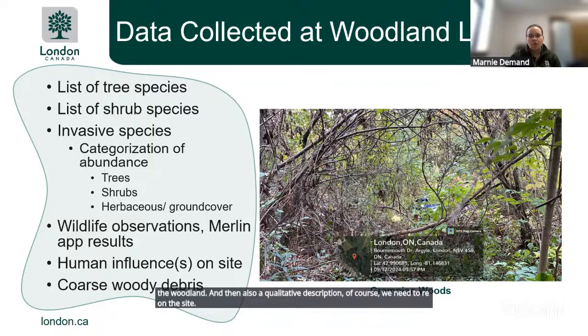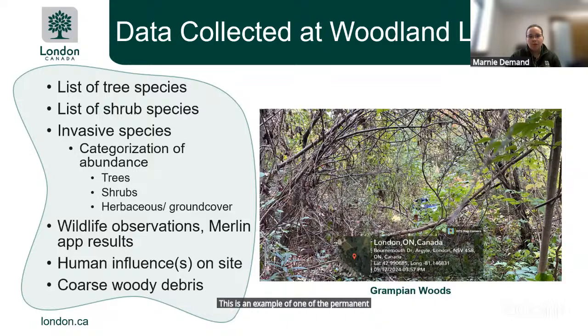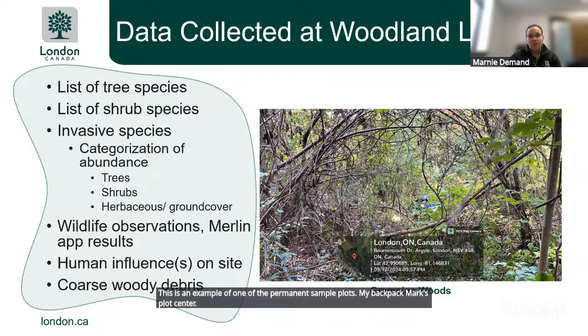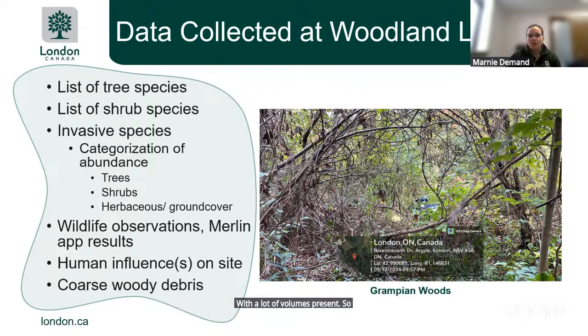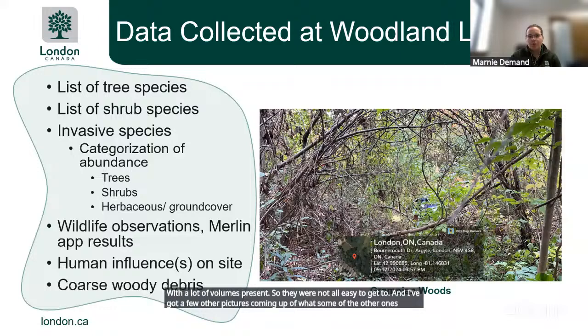This is an example of one of the permanent sample plots. My backpack marks plot center, with a lot of vines present. So they were not all easy to get to. And I've got a few other pictures coming up of what some of the other ones looked like as well. So they were highly variable.